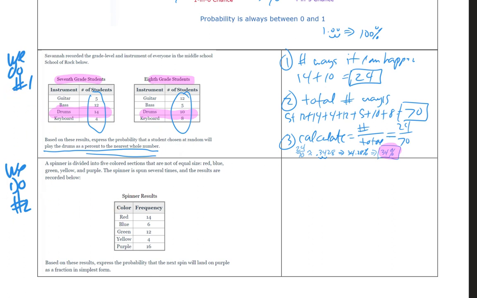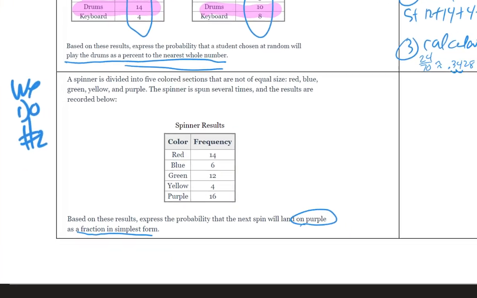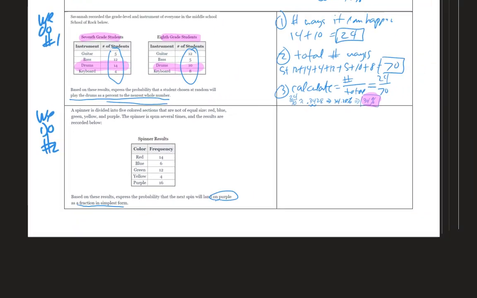So this one says a spinner is divided into 5 colored sections that are not of equal size: red, blue, green, red, yellow, and purple. Spinner spins several times. Results are shown below. Based on these results, express the probability that the next spin will land on purple. So we want purple as a fraction in simplest form. All right, so let's look over here. So we said the first thing we want.